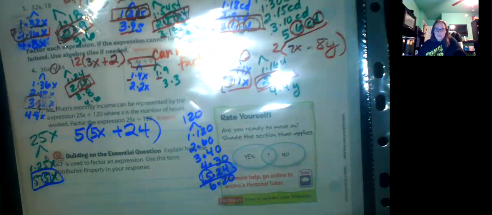Factoring is the opposite of the distributive property. Find what they have in common. Okay. If you are still not sure, don't do the assignment until you ask. Okay. Good luck.